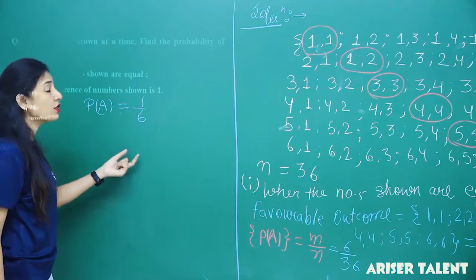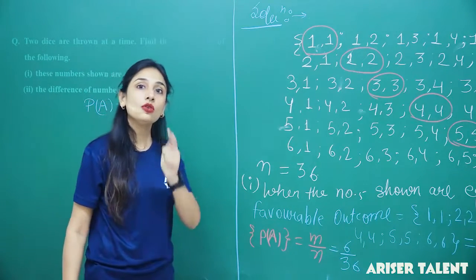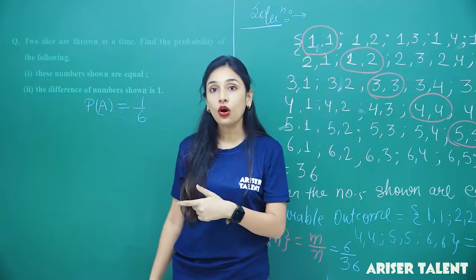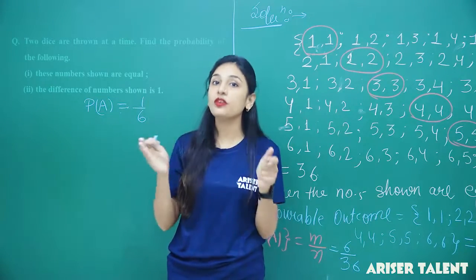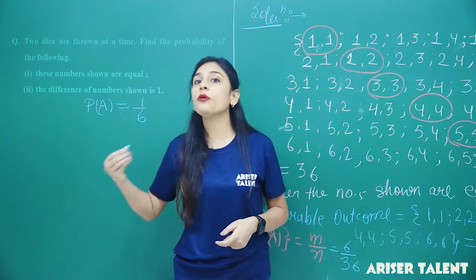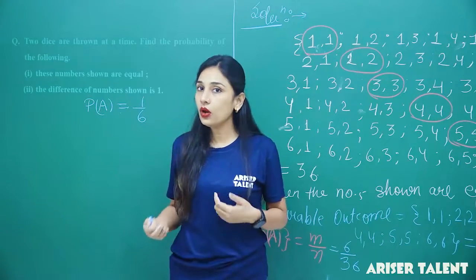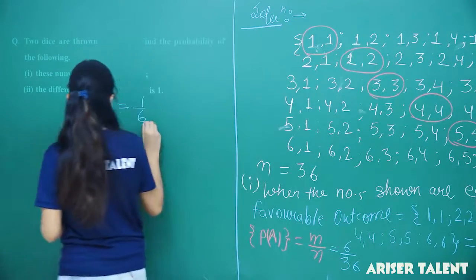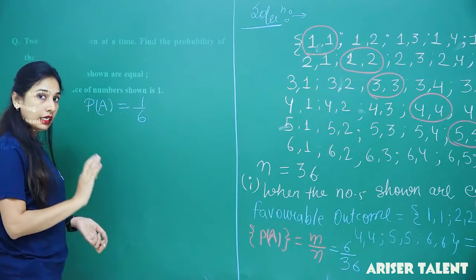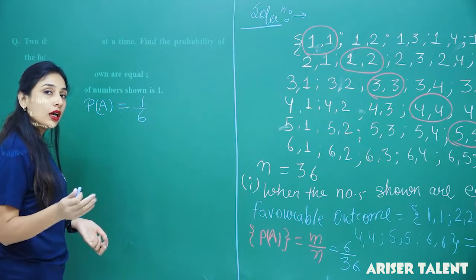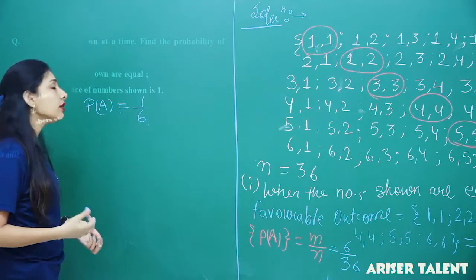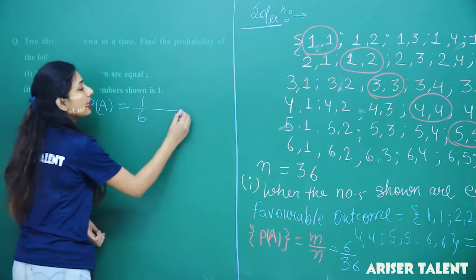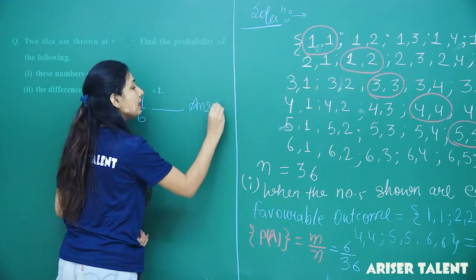Now 1 by 6 value is 0 point something. So again the value of this probability is between 0 and 1, because 0 point something is more than 0 and less than 1. So basically it's following our criteria that it should not be less than 0 and more than 1. So it's following. So this is our answer 1 simply.